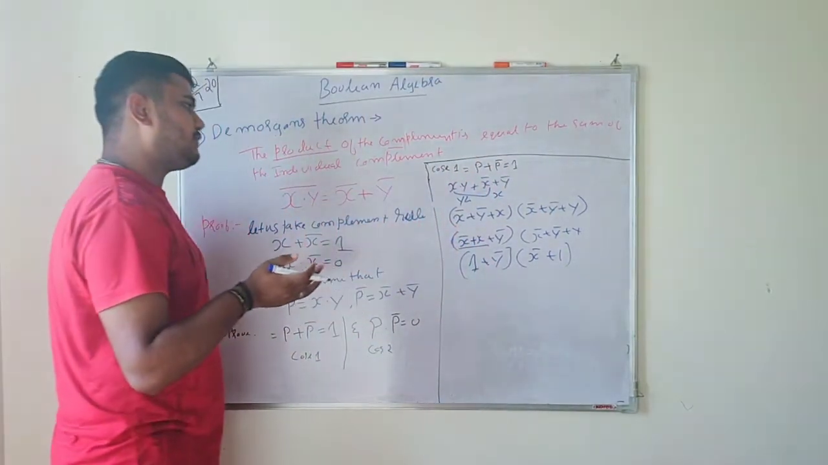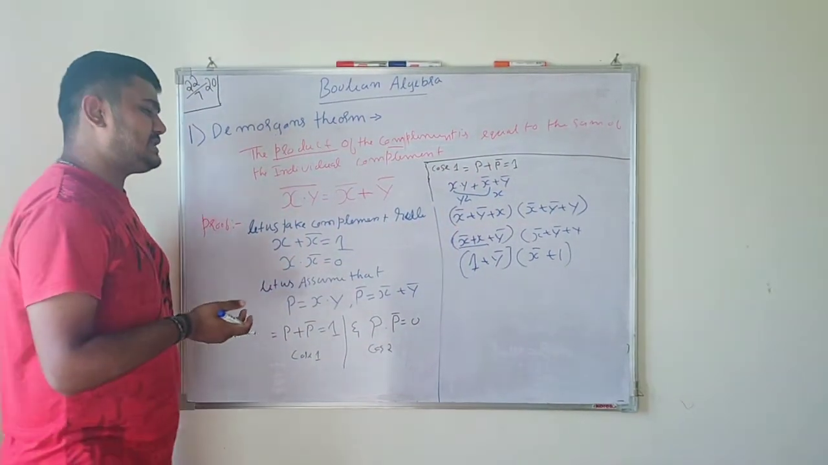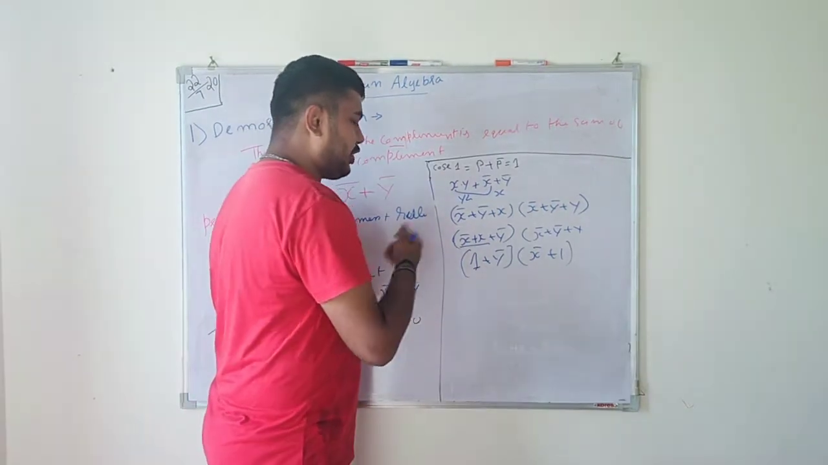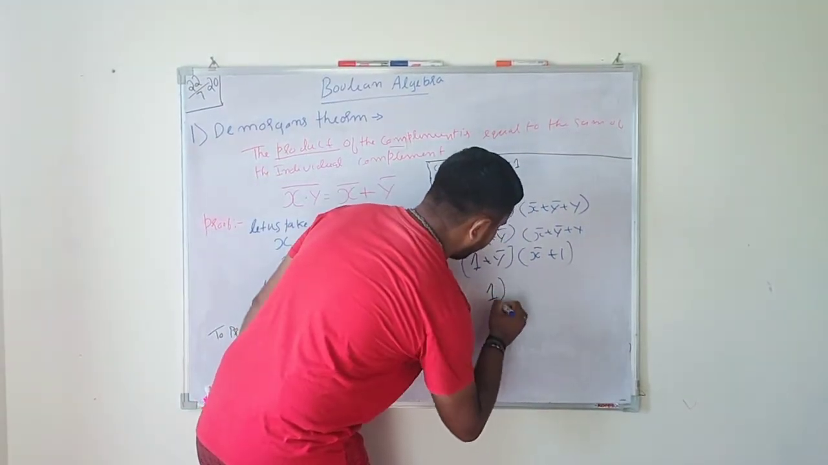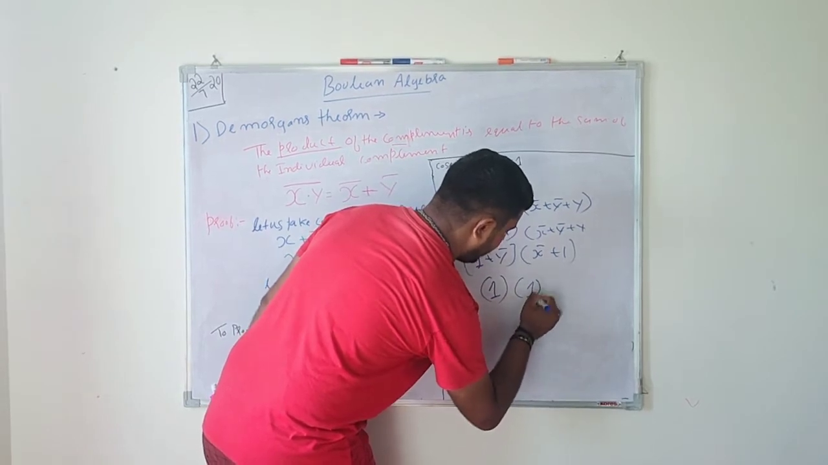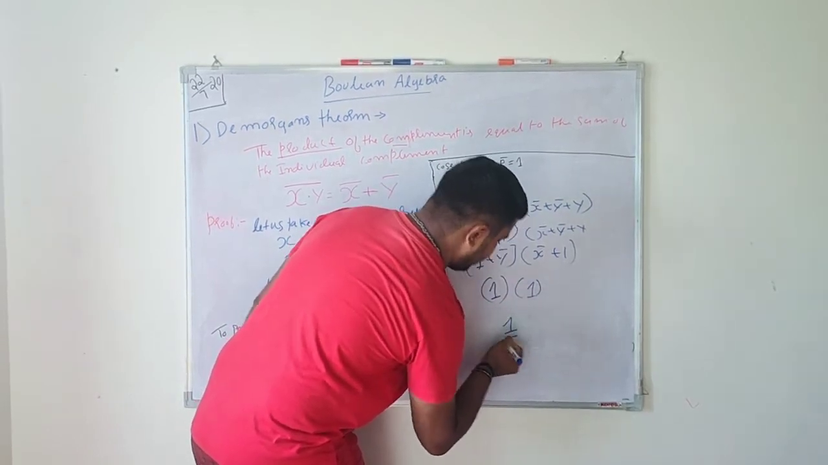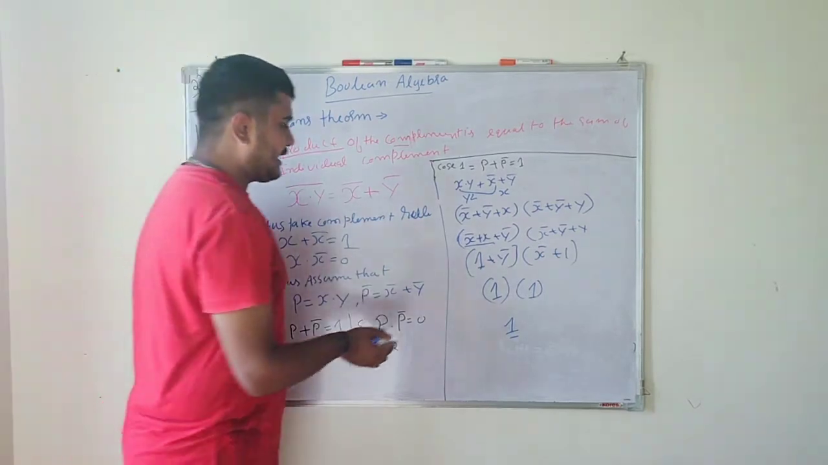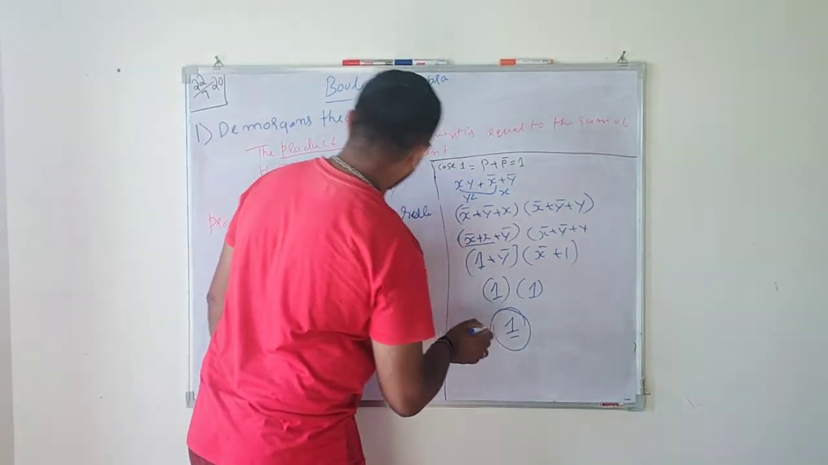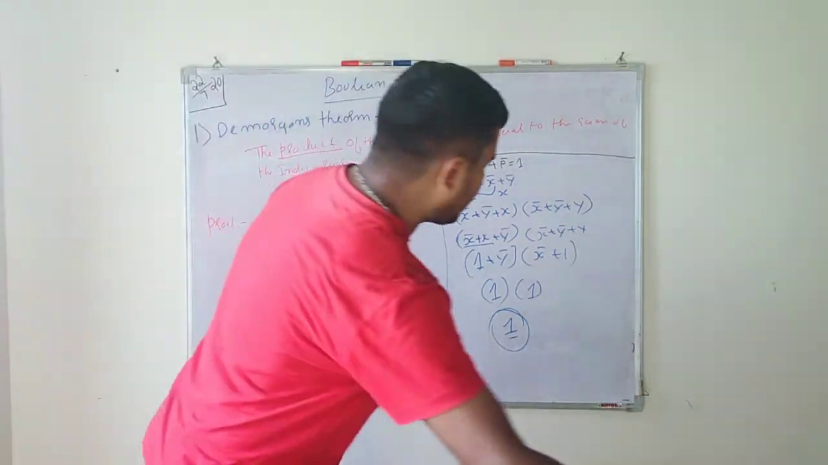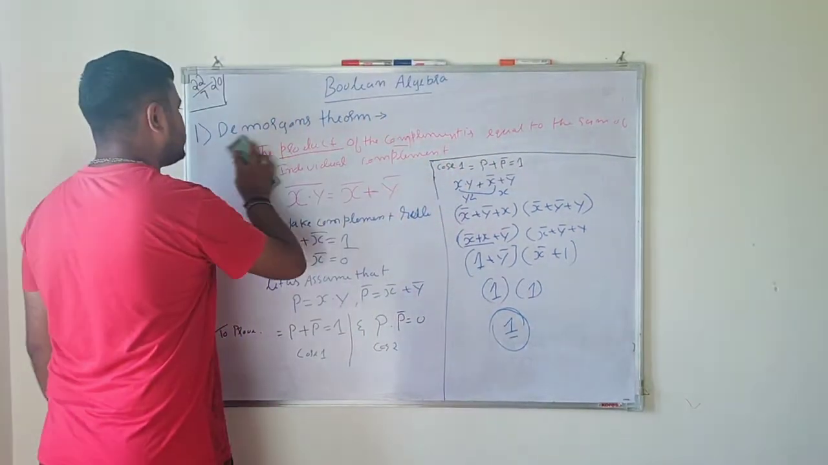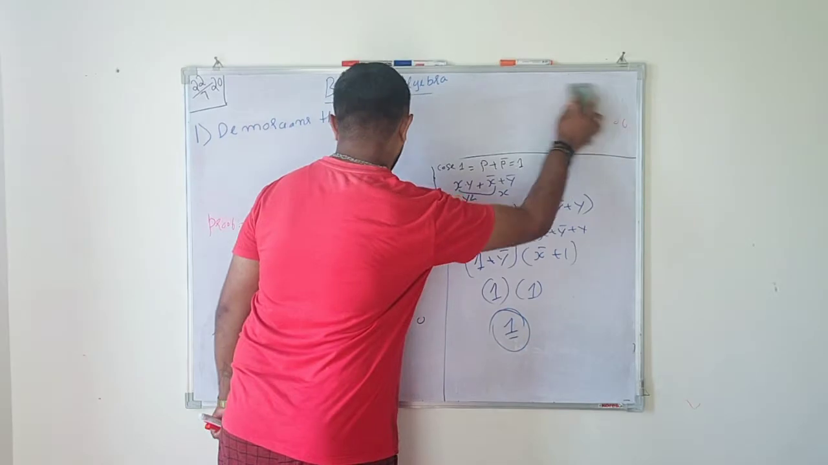So the properties of Boolean algebra say that if 1 is added to any variable, it returns 1 itself. So 1 into 1. So 1 into 1 is equal to 1. So this says that case 1 is satisfied. Now let us work on case 2.